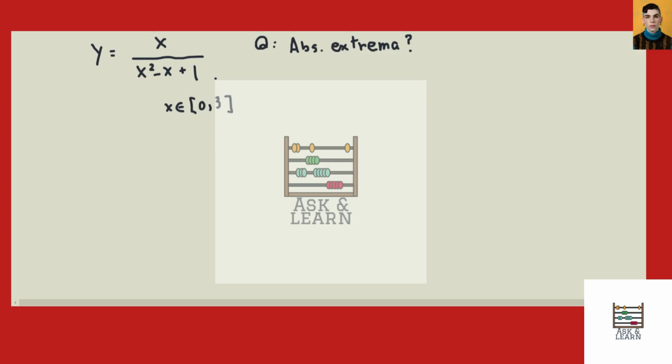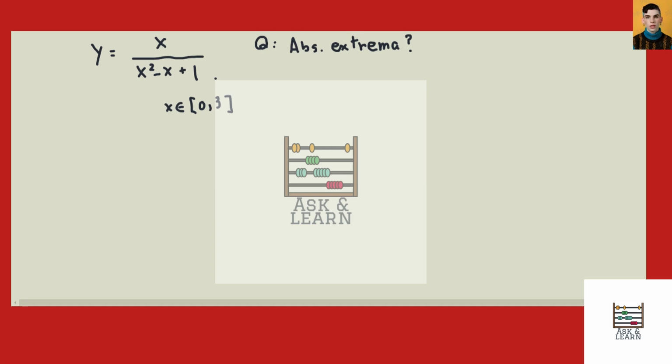All right, let's go ahead and answer this question. We have the function y equals x over x squared minus x plus 1. x is defined to be between 0 and 3 inclusive, and it's asking you what are the absolute extrema.